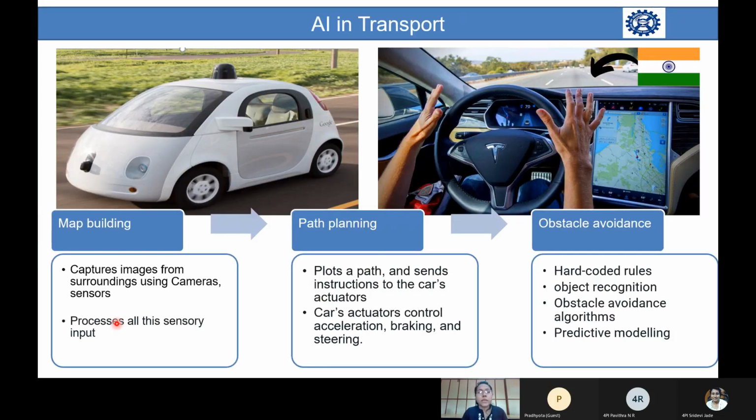Now we will see how AI can be used in the transport sector. This is the driverless car, basically Google's autonomous vehicle. Here the driver is not there. So how will it navigate?